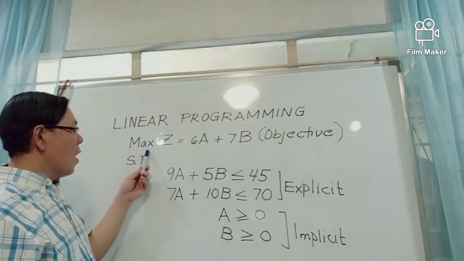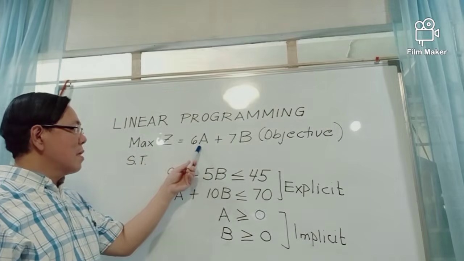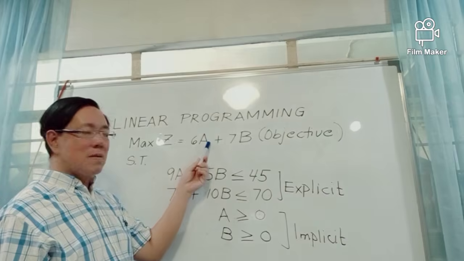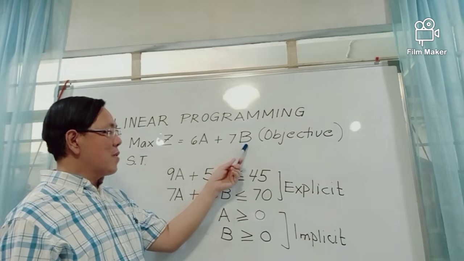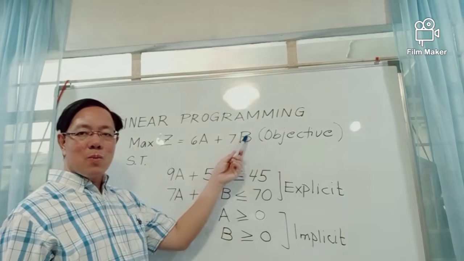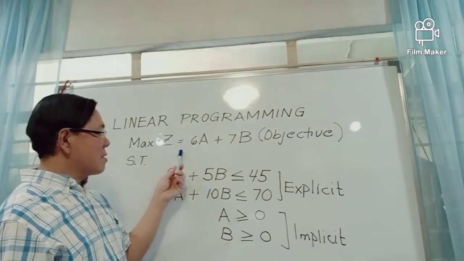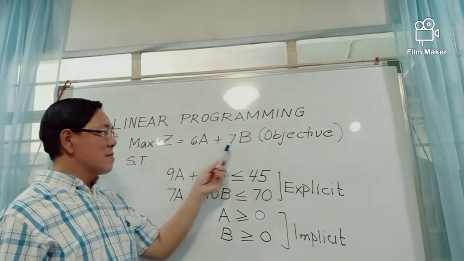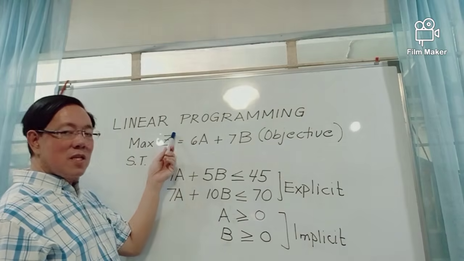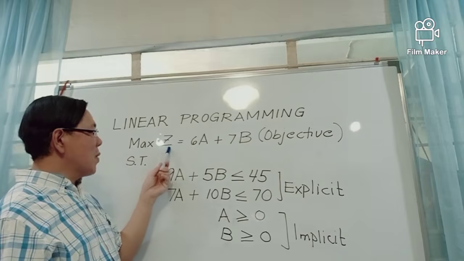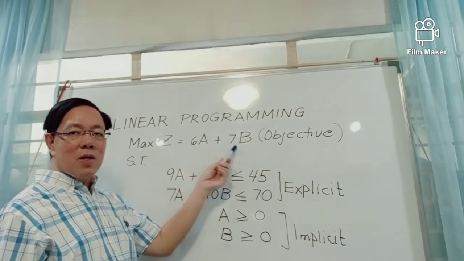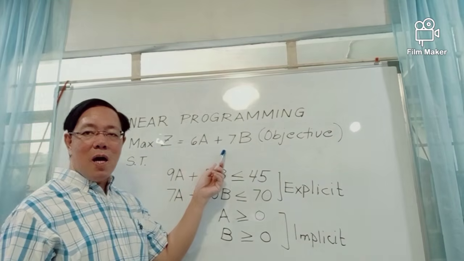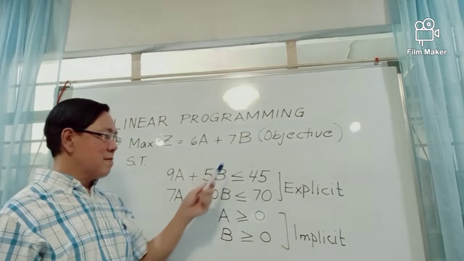Notice in the objective function, the exponent of the decision variable A is 1. The exponent of the decision variable B is 1. And this function, Z, is a function of A and B. And the exponent of C is 1. Because the exponent of each variable in this function is 1, this function is known as a linear function.